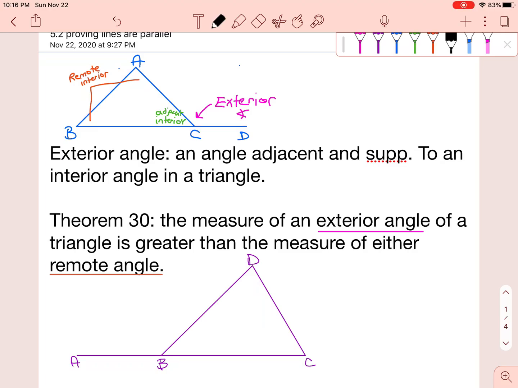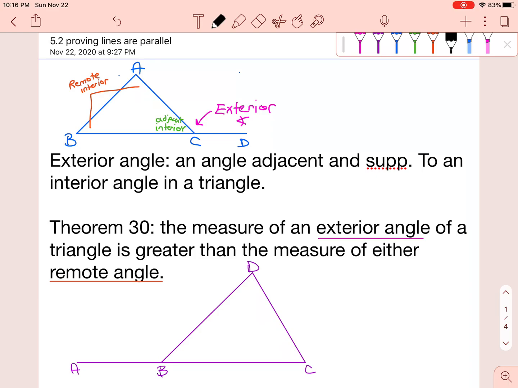All right, guys, so we're going to start by defining some things for section 5.2. Make sure all of these definitions are written down in your notebooks, hopefully with paper and pencil. So the first thing is what an exterior angle is.